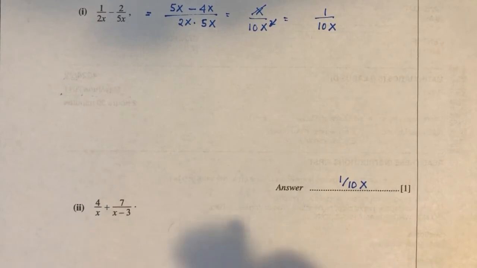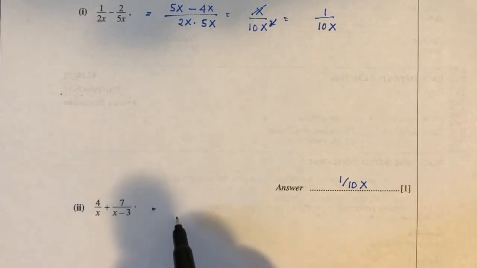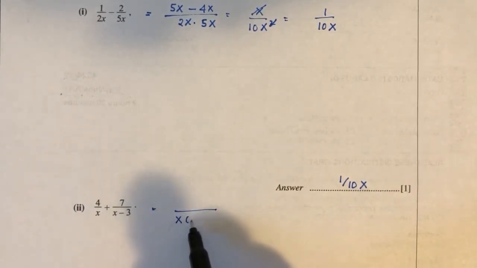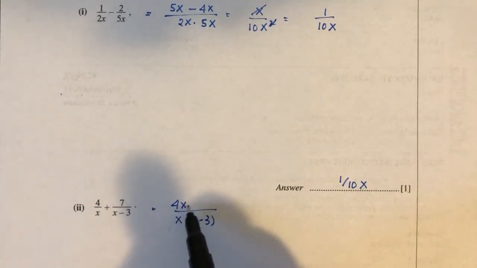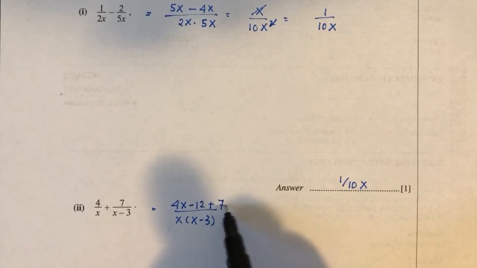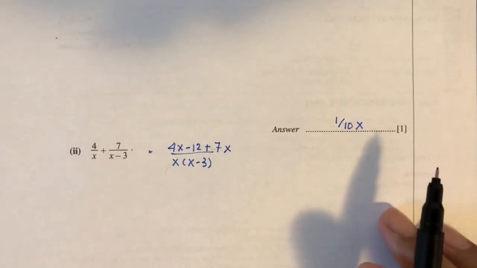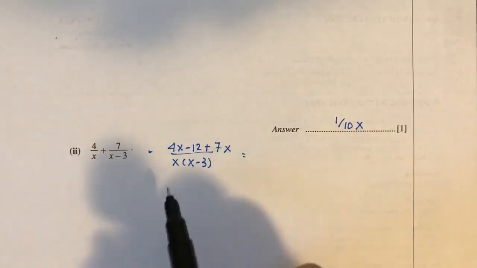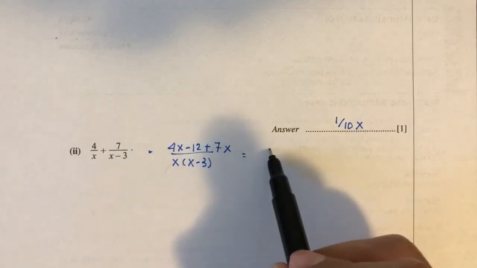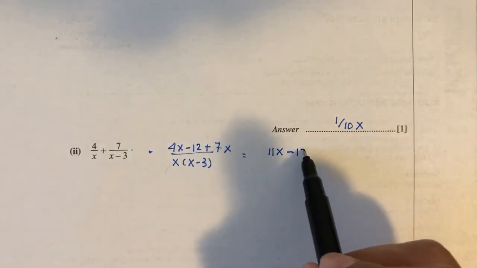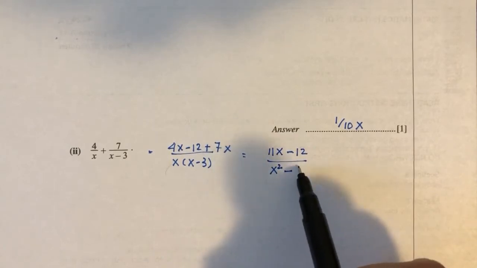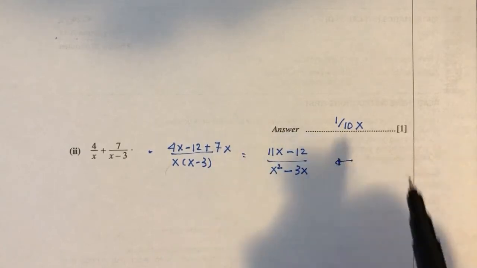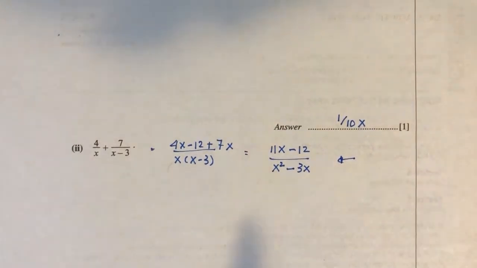Now for part 2, the same thing again. It's a different base, so we multiply them with each other. Then we cross multiply, we have 4x minus 12 plus 7x. So now we have to simplify. We have 4x plus 7x, that will be 11x minus 12 over x squared minus 3x. So that will be your answer for part 2.